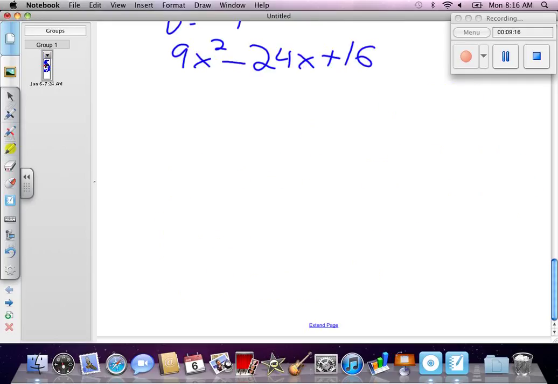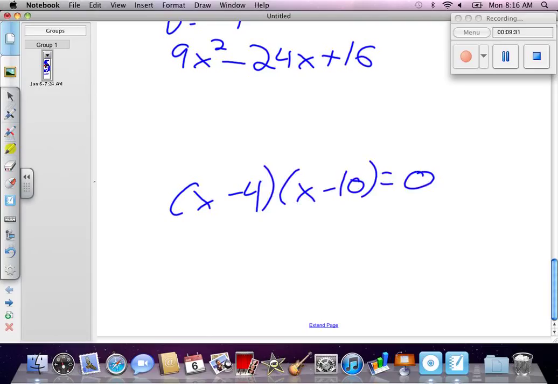All right, let's look at 47. Use the zero product property to find the solution of the following factors. You've got x minus 4 times x minus 10 equals 0. Who knows what you do for 47? I think this is one of the easiest problems and everybody forgets how to do it. Yes, Tara?